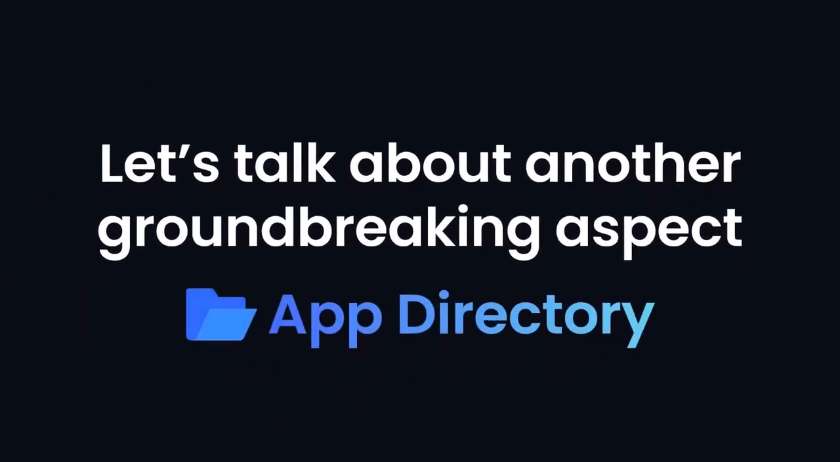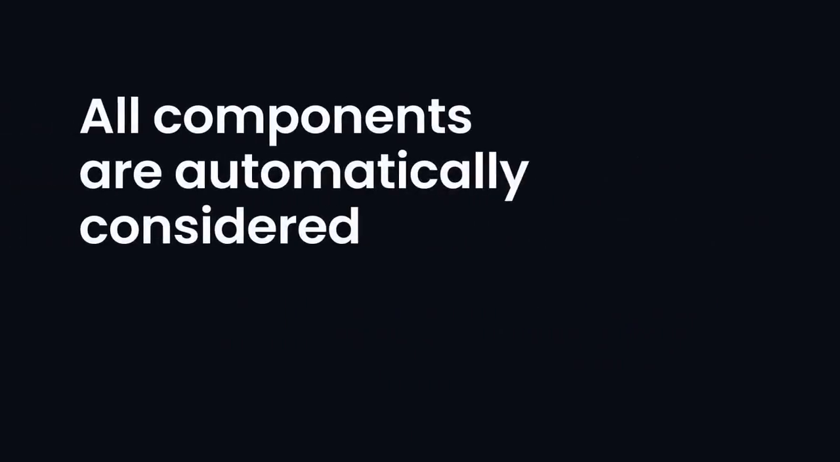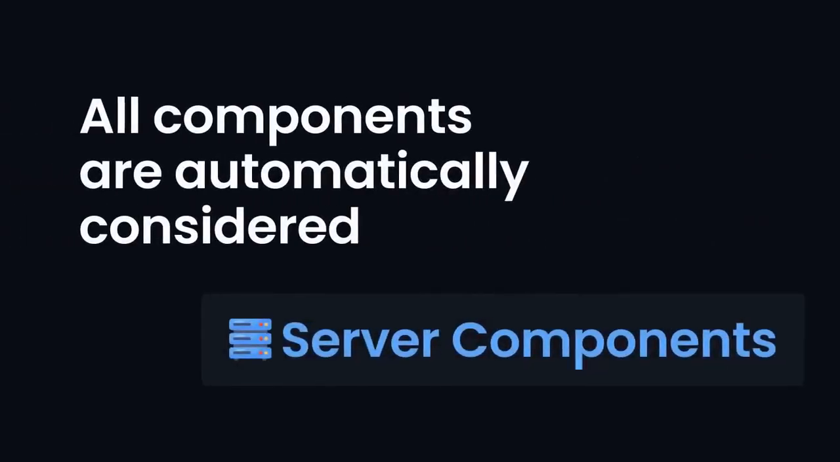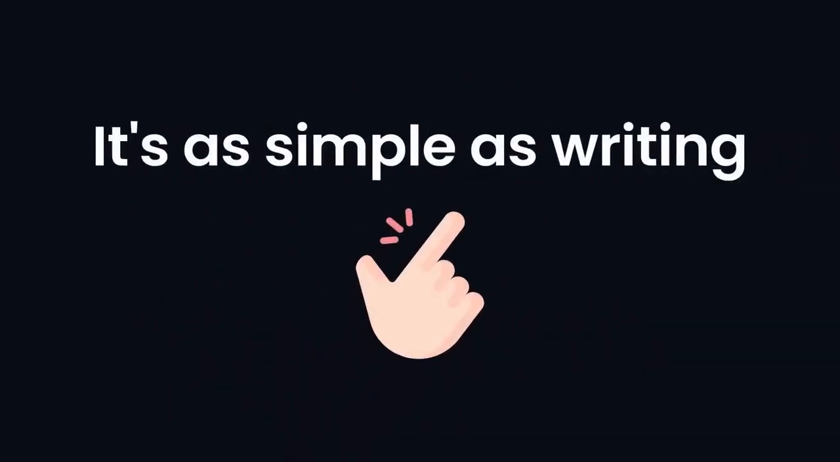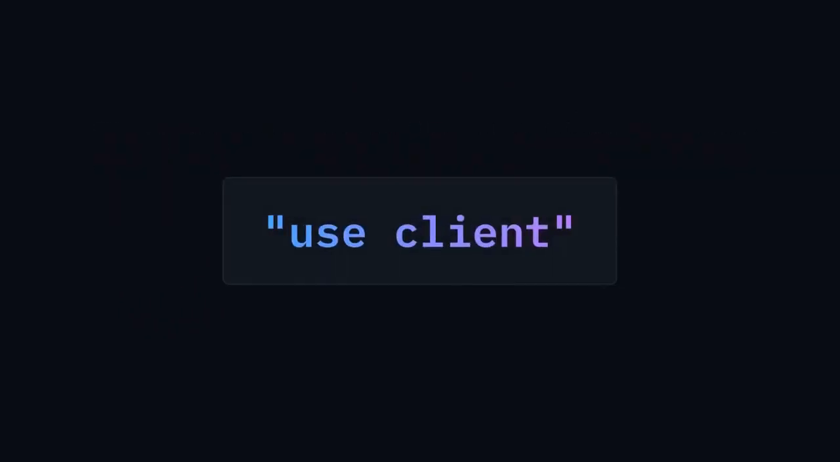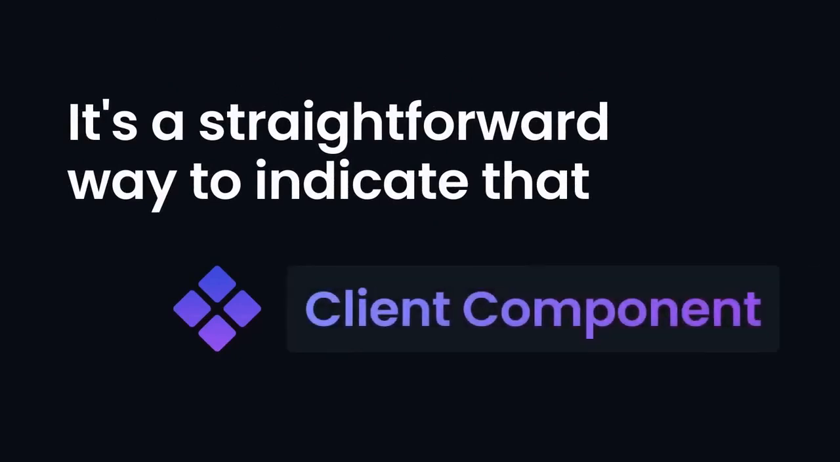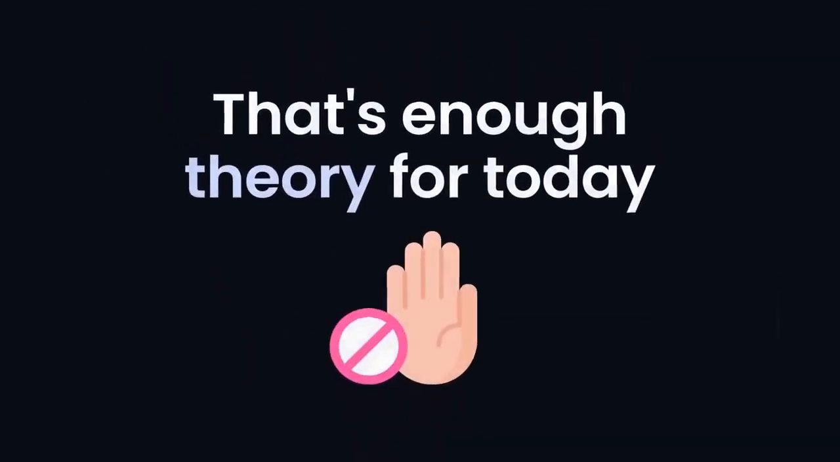That's it. Now, let's talk about another groundbreaking aspect of Next.js 13's app directory, and that is that all components are automatically considered server components by default. That's right, every component is treated as a server component unless specified otherwise. So how do we differentiate it from the client component? Well, it's as simple as writing use client at the top of the component file. It's a really straightforward way to indicate that the component should be treated as a client component. Now, that's enough theory for today.